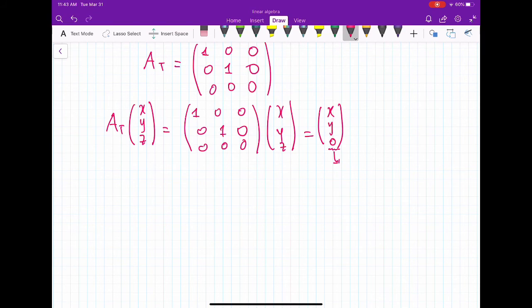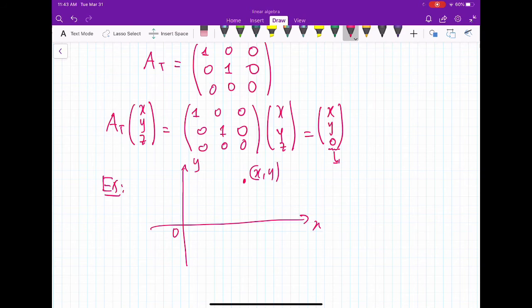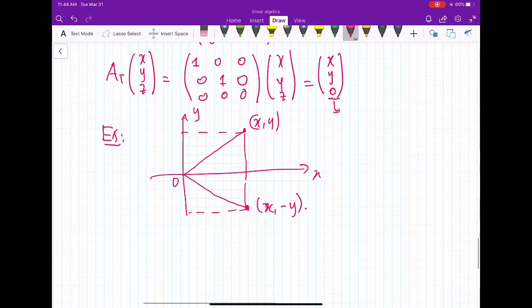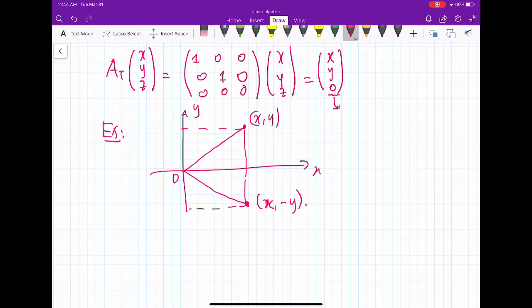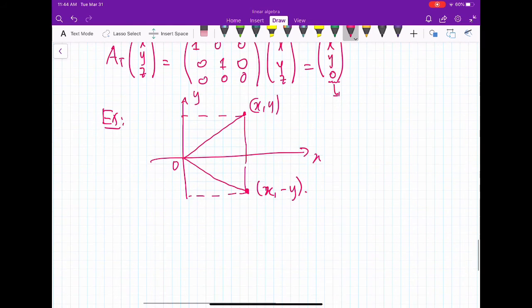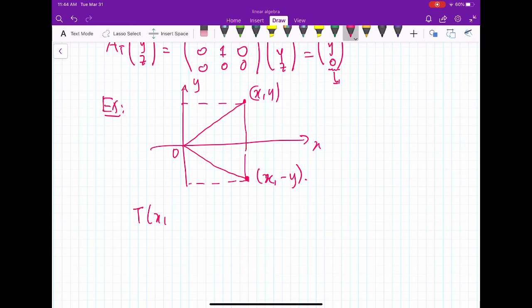We have another geometrical example like this. Suppose you have the xy plane and you want to consider symmetry with respect to the x-axis. So the new coordinate in this case is what? It is (x, -y). How to find the matrix that realizes this transformation? Basically, you have T(x, y) equal to (x, -y).